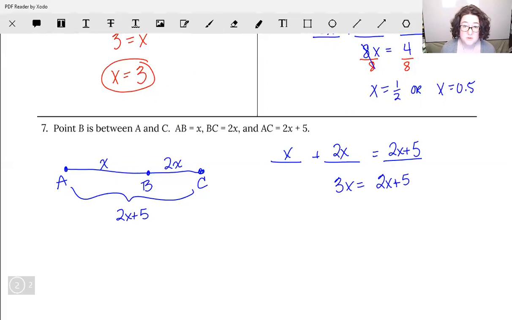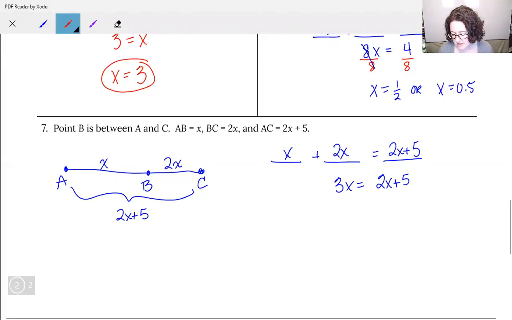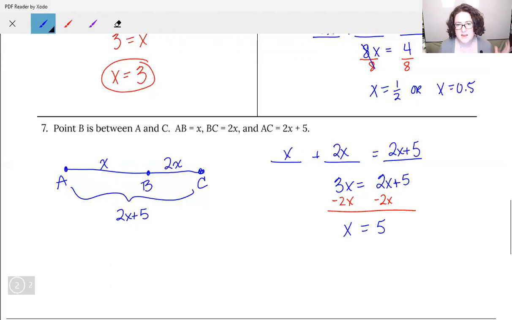Okay, what do you think we should move first? So we could, if we wanted to, actually move the 3x. I would advise against it. So I'm actually going to move the 2x, combine my like terms as I can. So again, I'm going to go ahead and show my in-between steps on this one. So I'm going to subtract 2x from both sides. So that's going to give me x on the left. And wait a second, the only thing left is 5. Hey, I got it in one step. Awesome. So x equals 5.